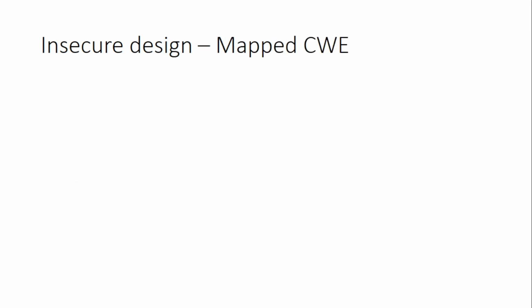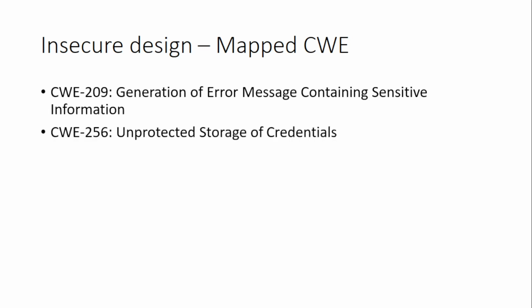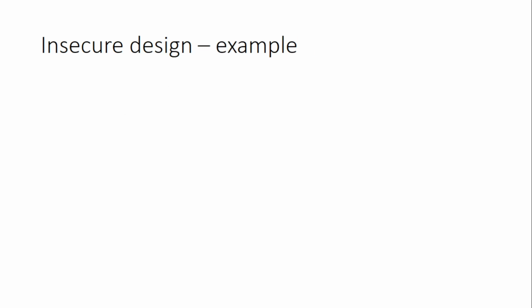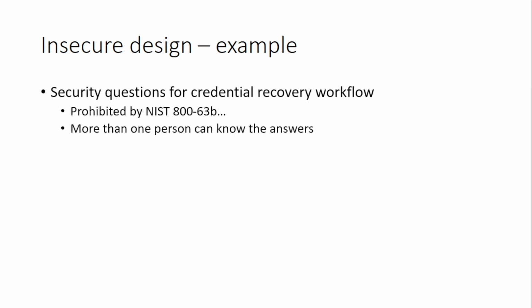So we end up with this Common Weakness Enumeration. Some of them are, like, generation of error message containing sensitive information, unprotected storage of credentials, trust boundary violation, insufficiently protected credentials, and so on and so forth. So we can take as an example of an insecure design security questions for credential recovery workflow, which was prohibited by the NIST 800-63b because more than one person can know the answers.